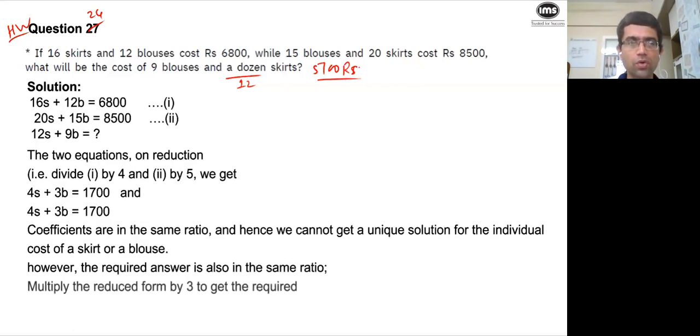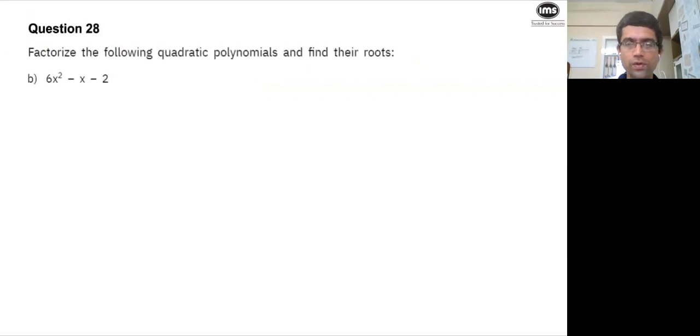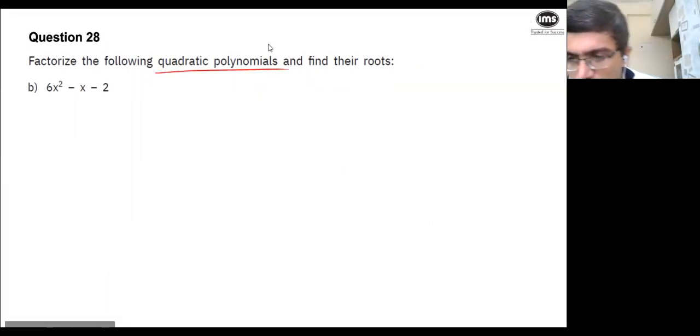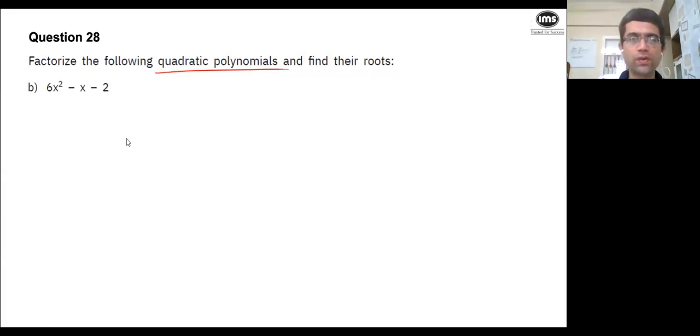Yes, I'm not going to show you the solution. You should find it yourself. Factorize the given quadratic polynomials and find the roots. Right? We have done this in school. What is the simplest way to do this?